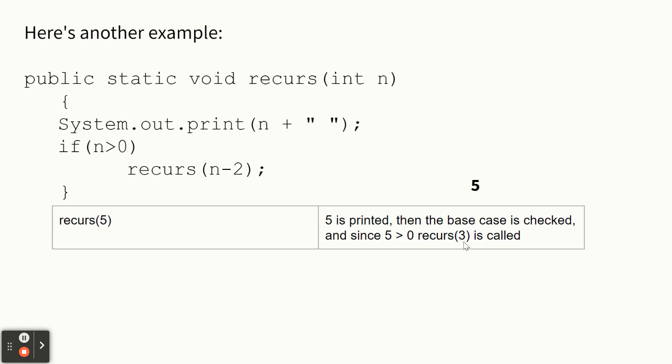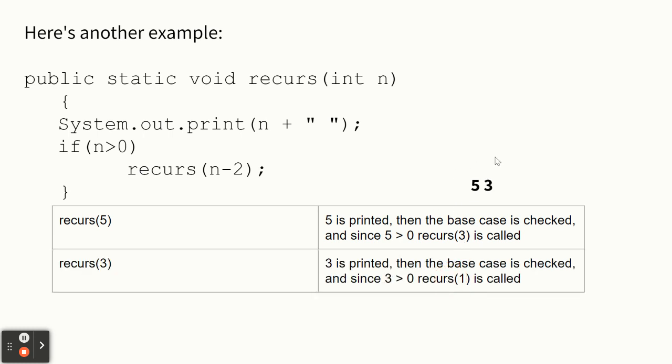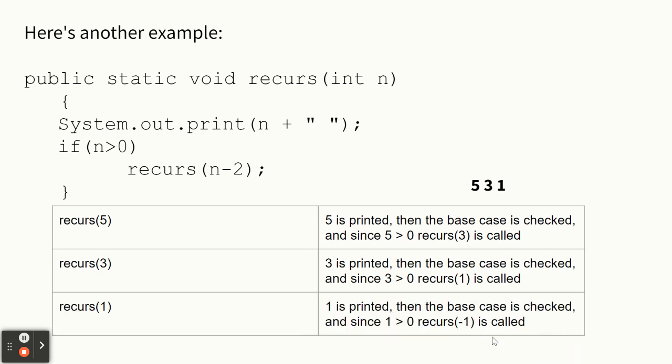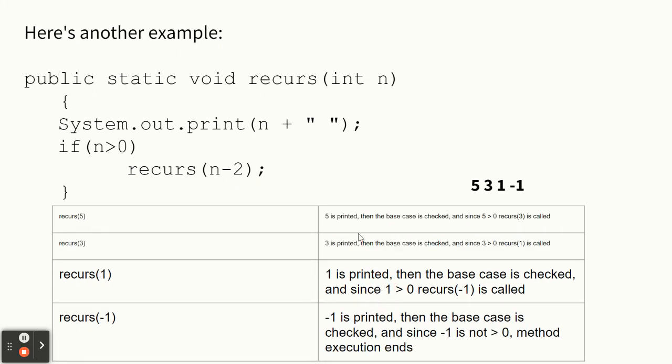And then it calls recurse 3, which prints a 3. And then calls it with recurse 1. Prints a 1. And 1 is still greater than 0, so it calls itself again. I had to make those smaller so I could do it. It prints a negative 1, and now negative 1 is not greater than 0, so it stops calling itself, and everything's over. So it's kind of silly, but it is something.